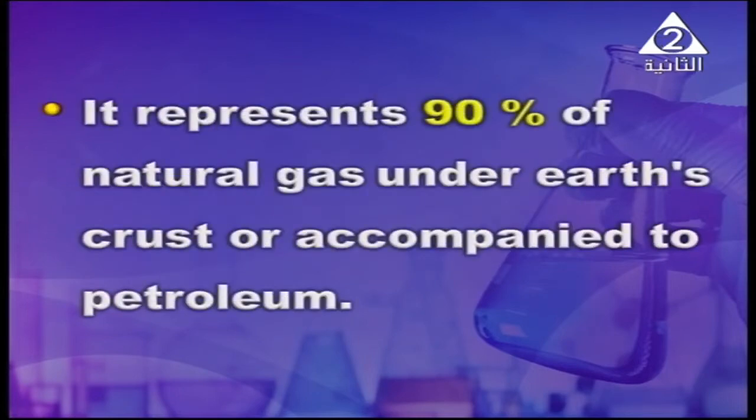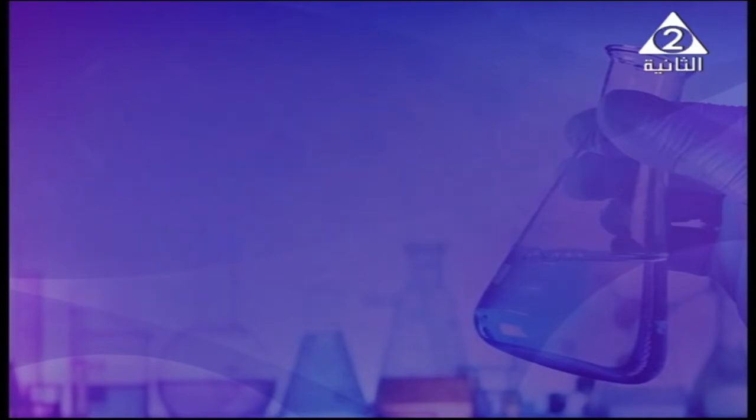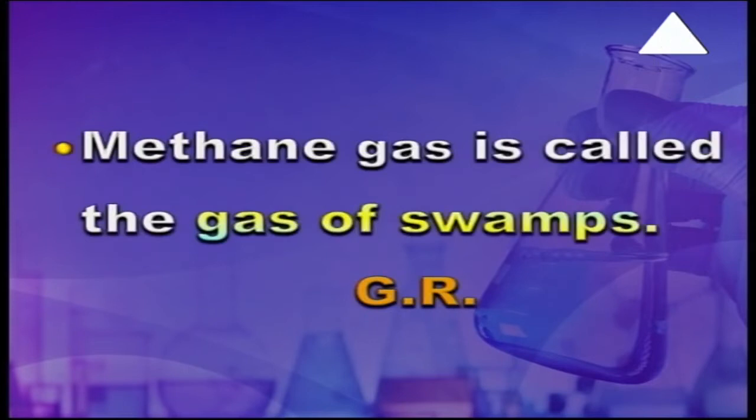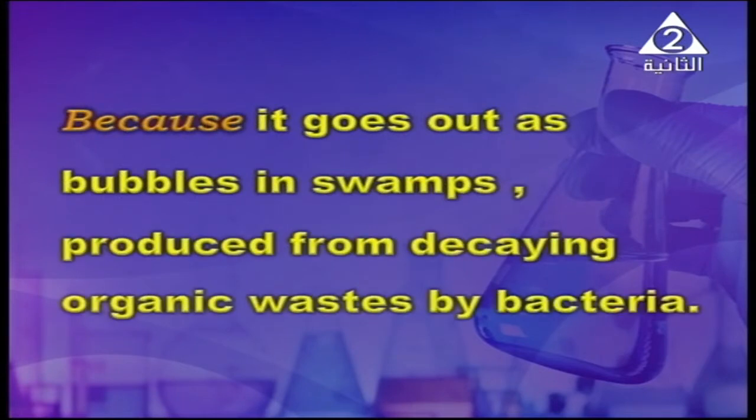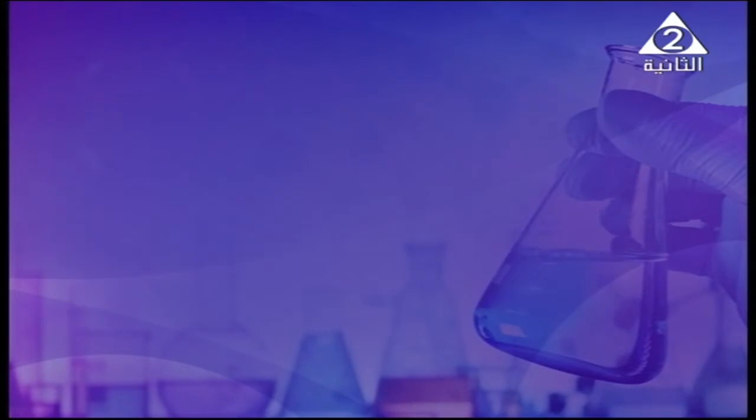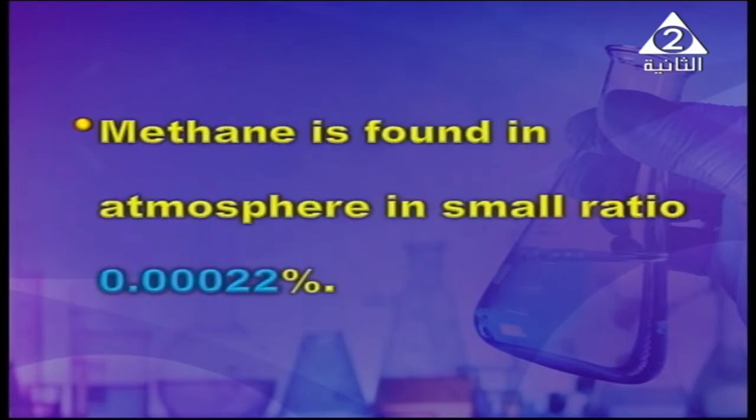Now my dear students, we are going to discuss methane. It represents 90% of natural gas under the Earth's crust or accompanying petroleum. Methane gas is called the gas of swamps, and give reason for this point: because it comes out as bubbles in swamps, produced from the decay of organic wastes by bacteria. Methane gas is found in the atmosphere in a small ratio, 0.00022%.